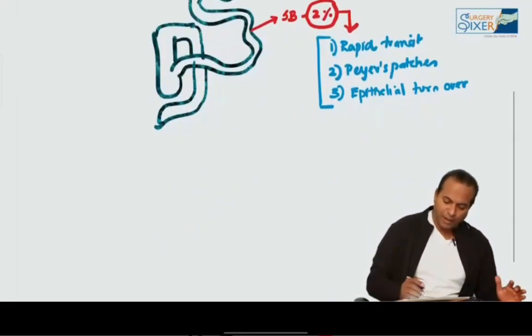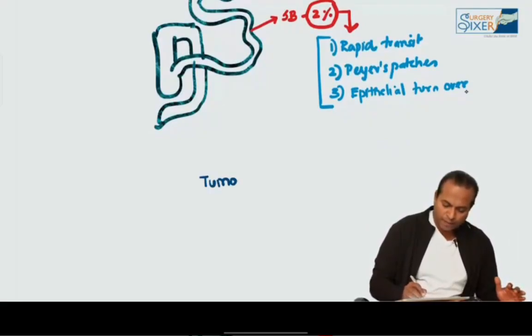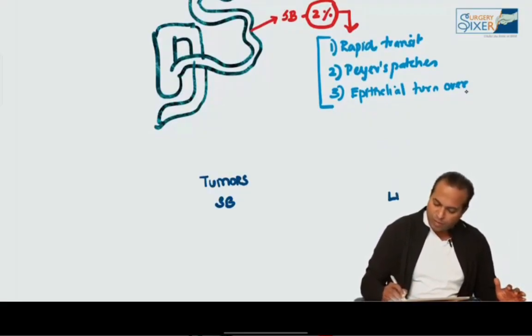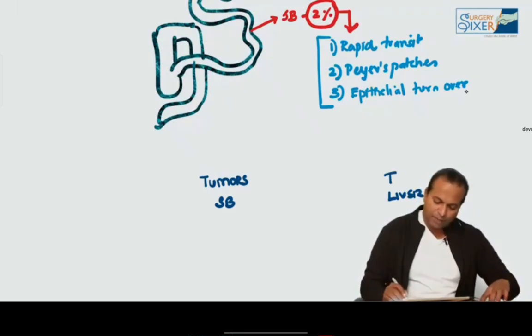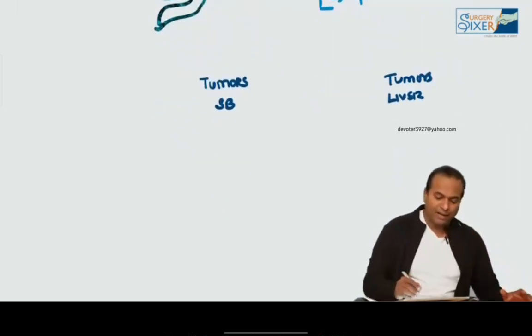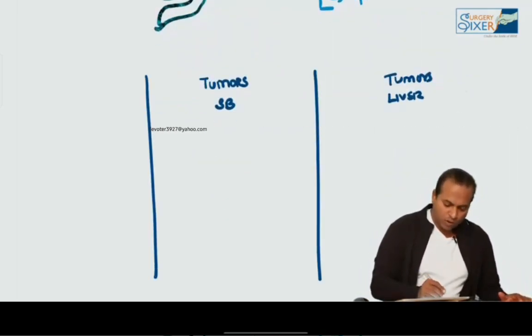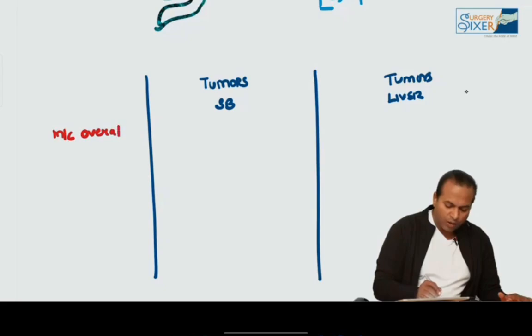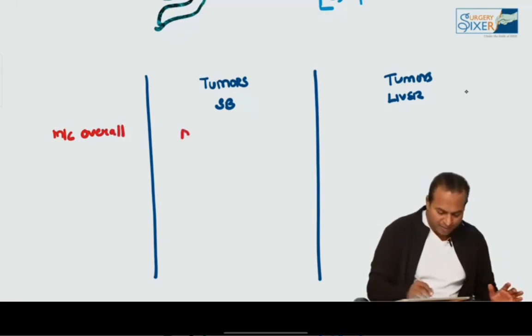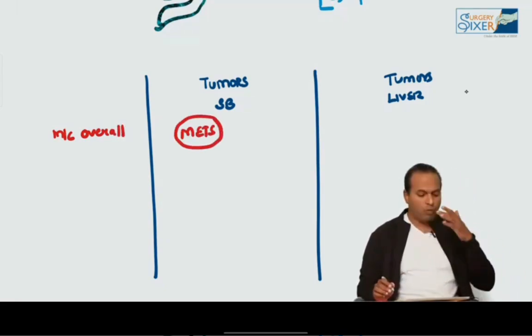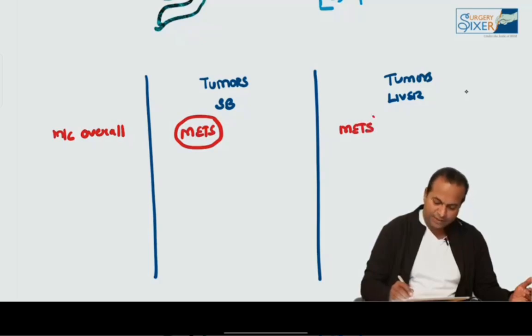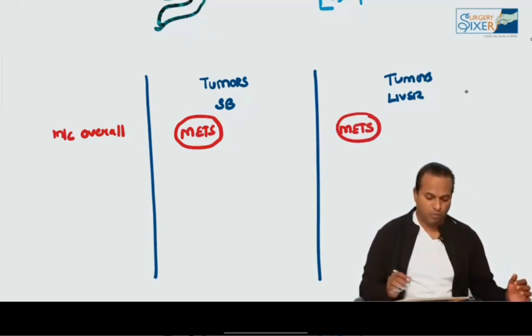Please remember, I am going to tell you the tumors of small bowel in comparison with tumors of liver. Why am I comparing liver here? Because they are mostly interrelated. They look the same. So what is the most common tumor overall in small bowel and liver? It is no doubt METS. METS is the most common tumor of small bowel overall, and in liver, again METS. So for small bowel and liver, the most common tumor is METS.